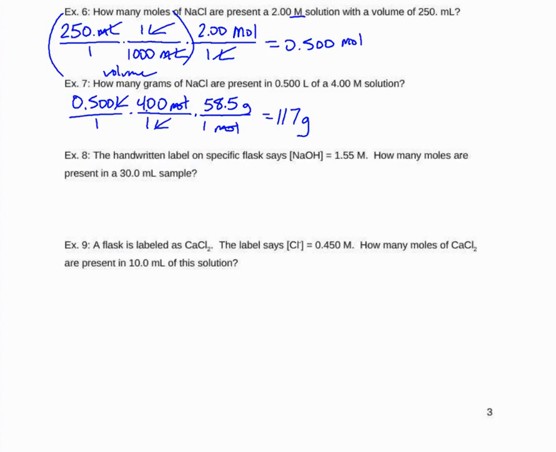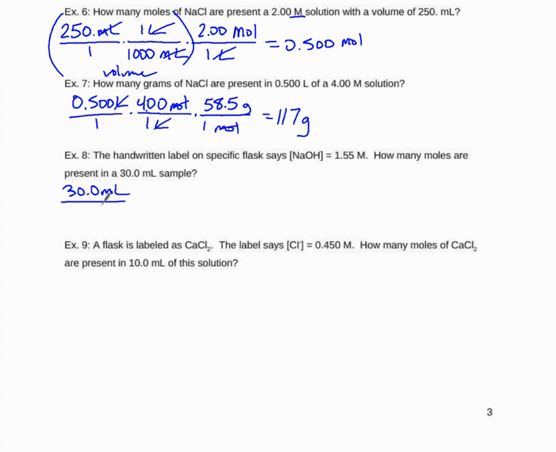The handwritten label on a specific flask says that the concentration of sodium hydroxide is 1.55 molar. How many moles are present in a 30.0 milliliter sample? So remember, we're looking for moles, that's volume times concentration.